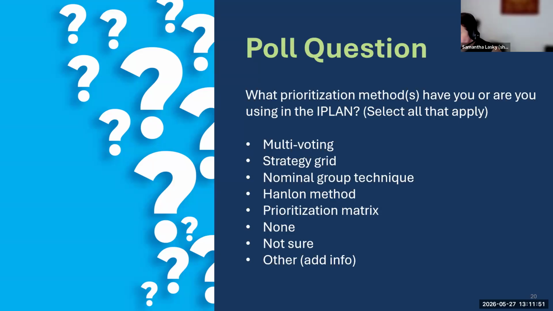So it looks like a majority of what we're seeing, a lot of folks are using the multi-voting method. We have quite a few right behind that using the Hanlon method. Also, quite a few not 100% sure. Some using strategy and nominal, and a couple using none. Okay, awesome. Thank you so much. We love to see it. And we will move on. So some of this might be review for some of you, and some of you might be hearing about a new method that might apply to your group. So we'll move on to the next slide.